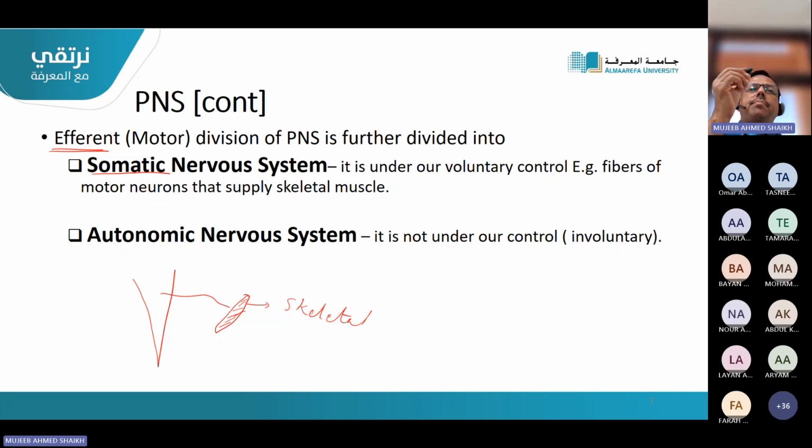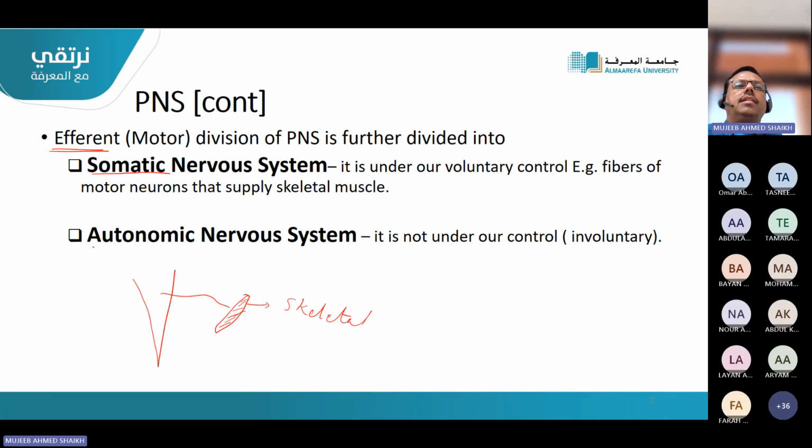Suppose I want to grab the pen. My intention is to grab the pen. So I will move my arm muscle, my forearm muscle, and my small finger muscles so that I can grab the pen. If I don't want to, I will release it. So this is in my control. That's why it is called the voluntary system.